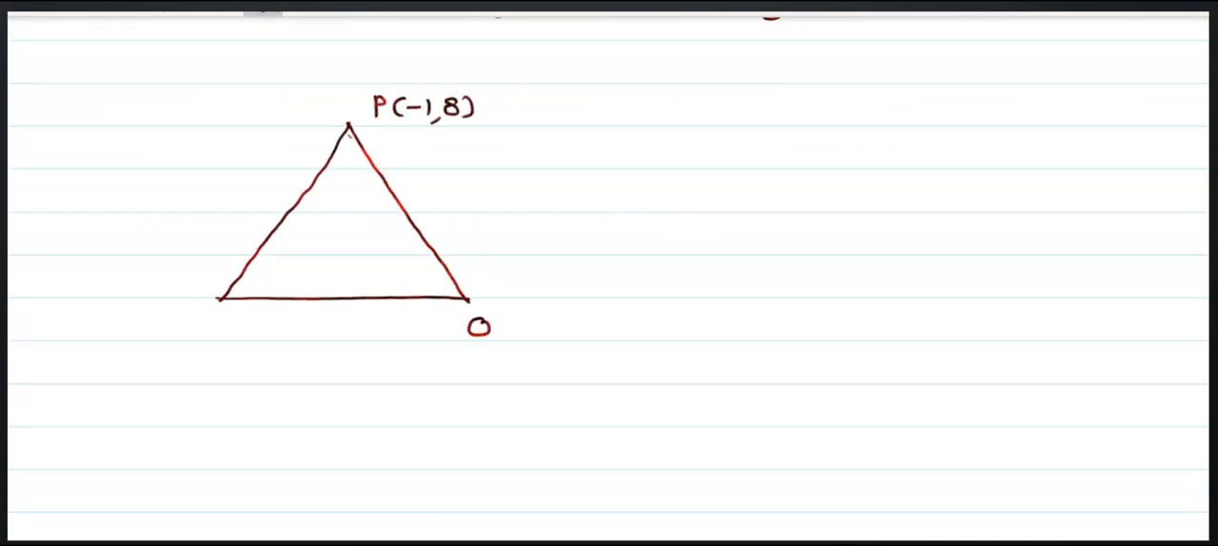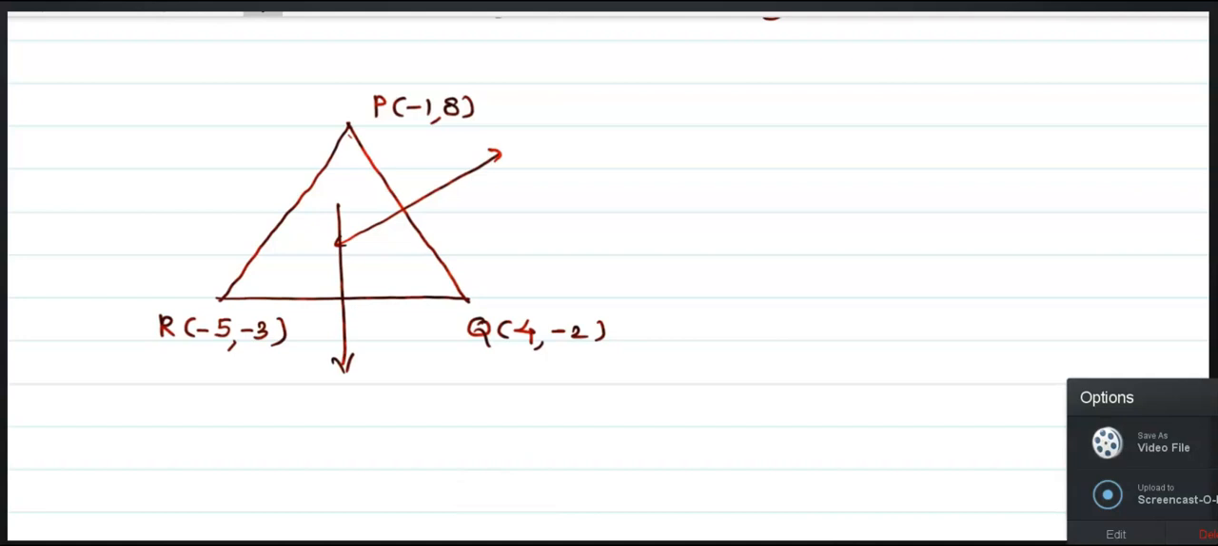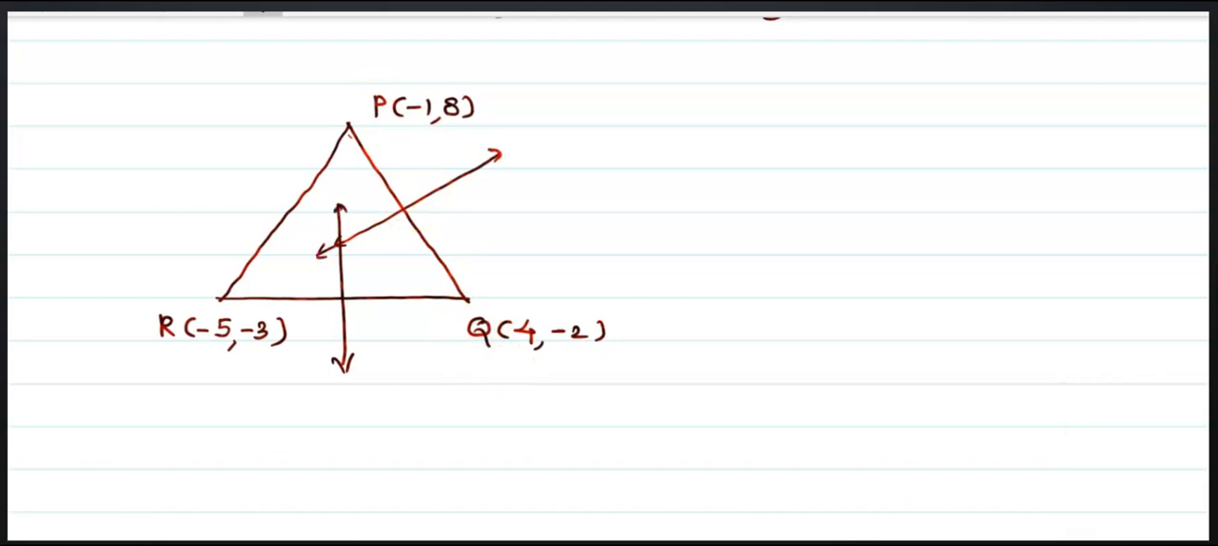Now here are the points P(-1, 8), Q(4, -2), R(-5, -3). Now this is the first perpendicular bisector. It's perpendicular and also passes through the midpoint of PQ. Next, the third perpendicular, that is LMN.